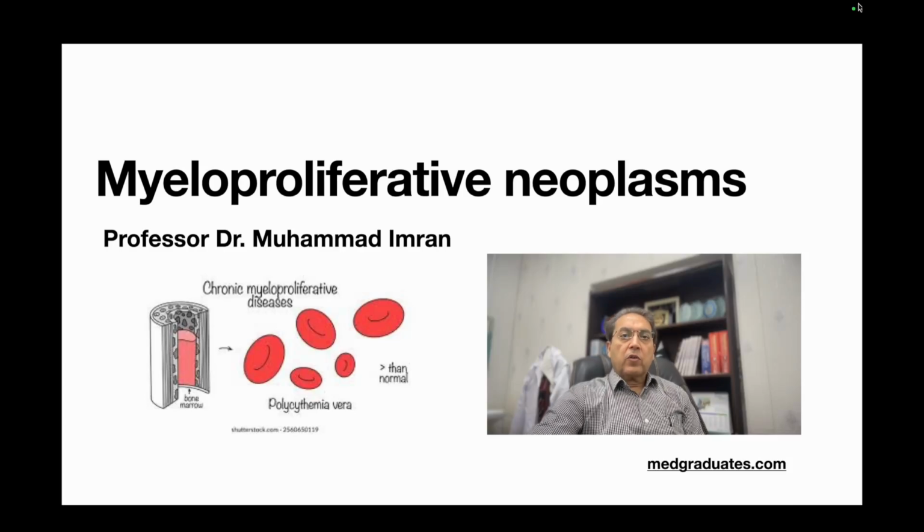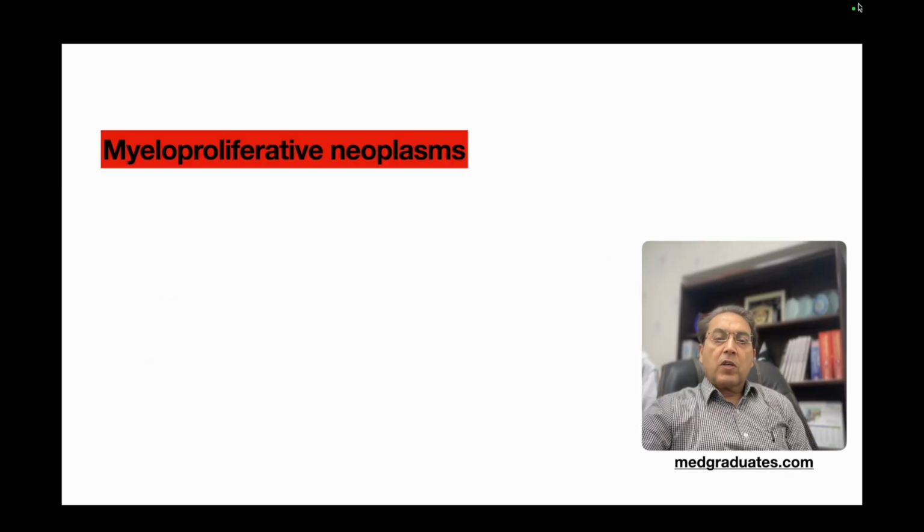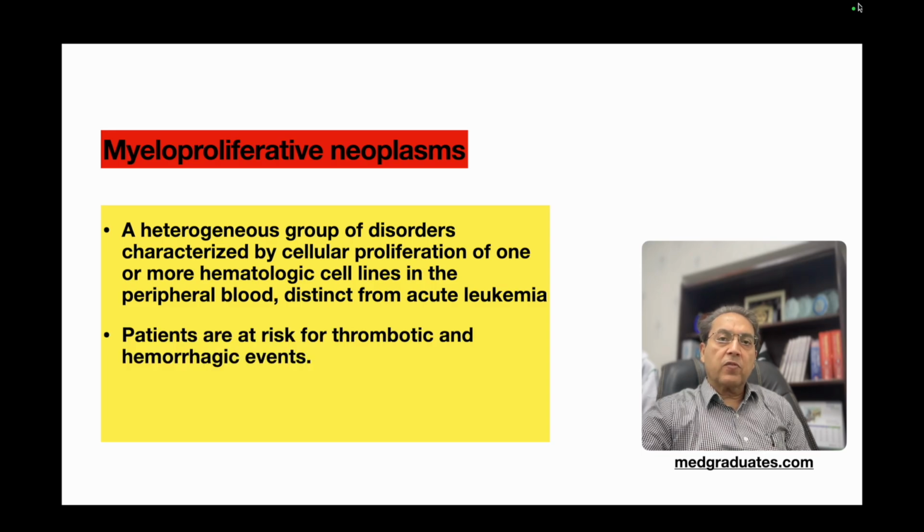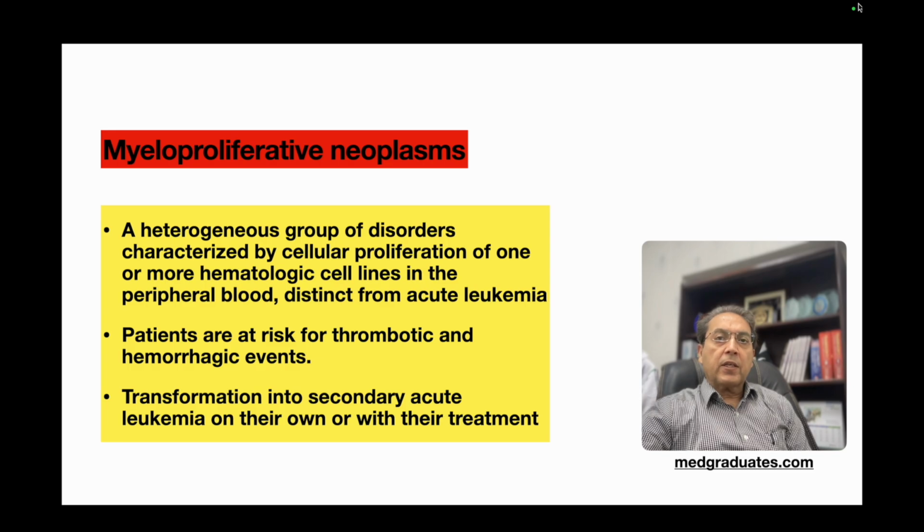Now, in this video, we are going to discuss the myeloproliferative neoplasms, sometimes also called myeloproliferative disorders. Now, what are myeloproliferative neoplasms? These are a heterogeneous group of disorders characterized by cellular proliferation of one or more hematological cell lines in the peripheral blood. The patients are at increased risk of thrombotic or bleeding events. Transformation into a secondary acute leukemia is a possibility spontaneously or with the treatment of these patients.